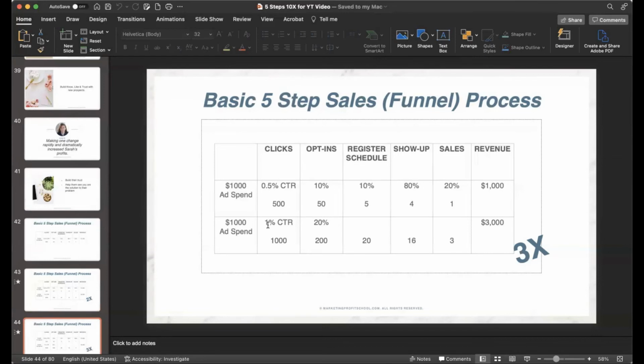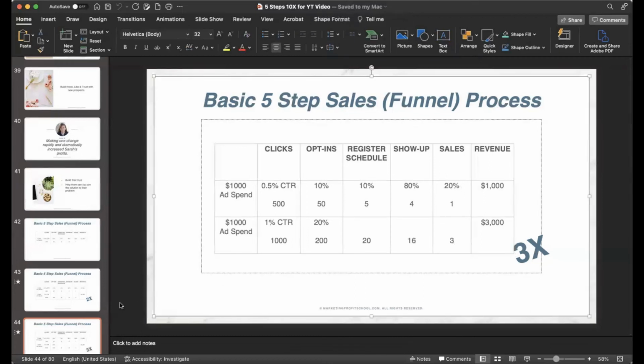Okay, so you're at that 1% click through and you increase your opt-ins to 20%. So 1,000 people click through from 500, right? Instead of 50, you're now getting 200 people opting in because you have twice as many people seeing the opt-in and twice as many people opting in. So still just 10% registering, 20 people register, but 16% show up for that call. And at a 20% conversion rate, you close 1 out of every 5. That's 3 people now. So you have 3x'd your revenue and you're making a decent profit.